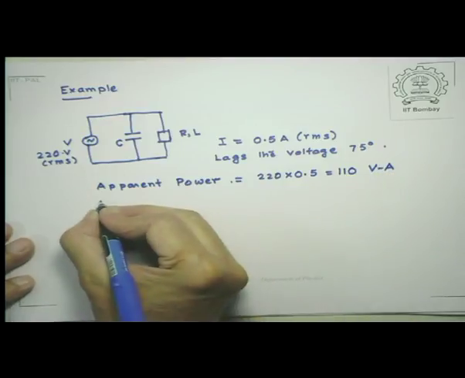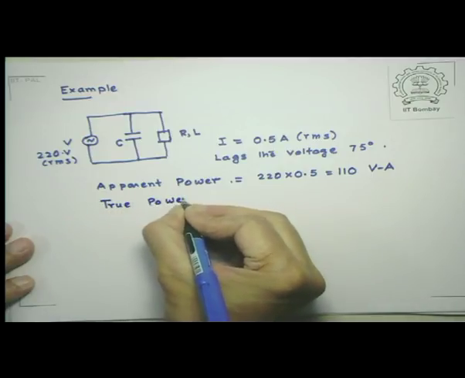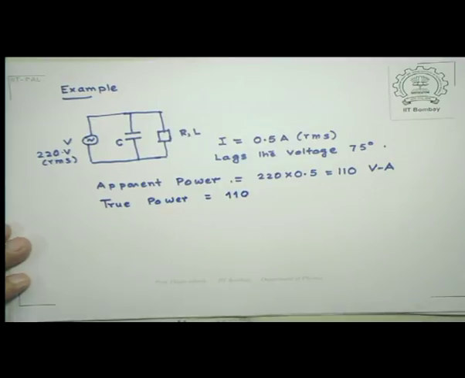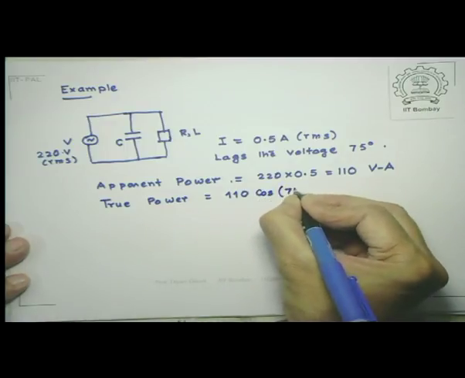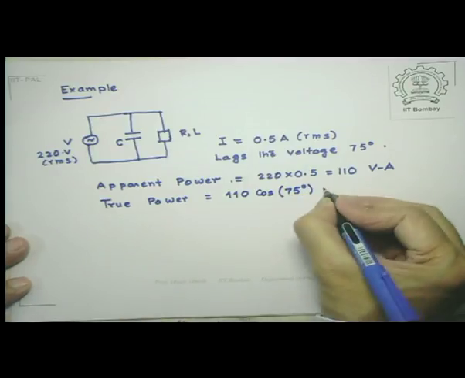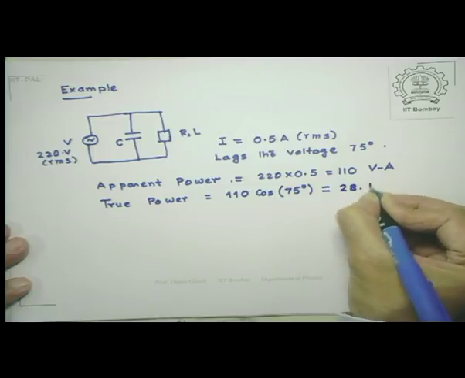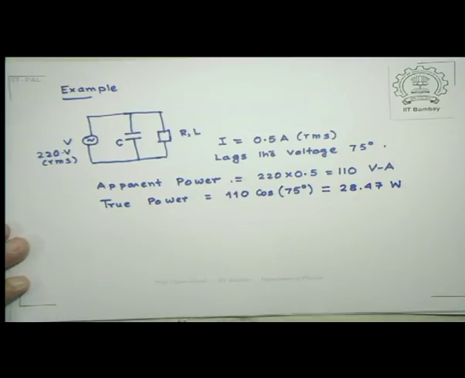Now what is my true power? My true power is 110, apparent power, multiplied by cosine of phi. So cosine of 75 degrees. If you calculate this, this turns out to be some 28.47 watts. Since it's true power, it's in watts.